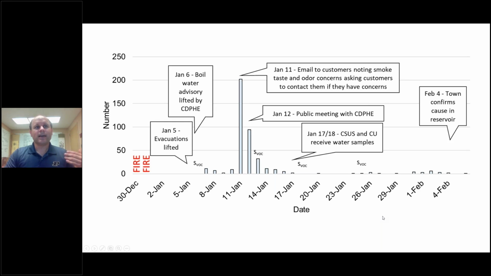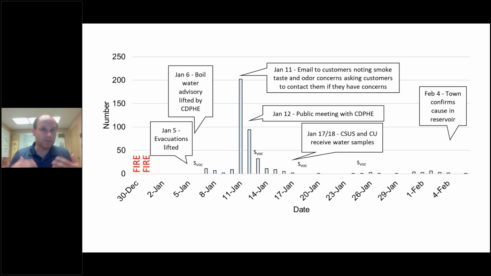They experienced a Marshall fire on December 30th and 31st. The sheriff lifted the evacuation order on the 5th. The boil water advisory was lifted on the 6th by the state. So not necessarily the utility, the state actually issued that advisory, which was very helpful for these small water systems.